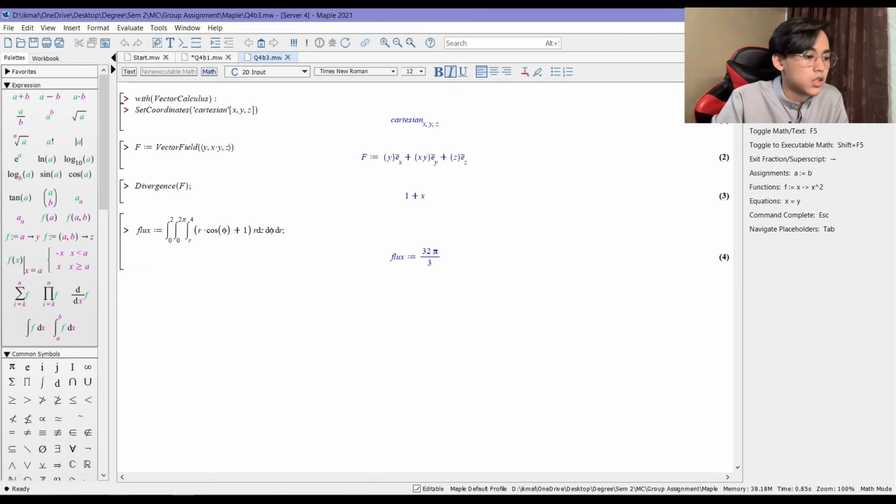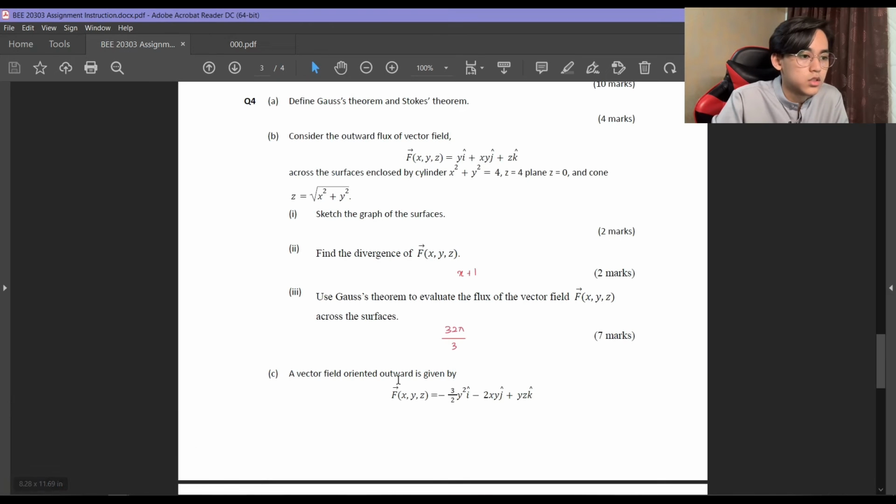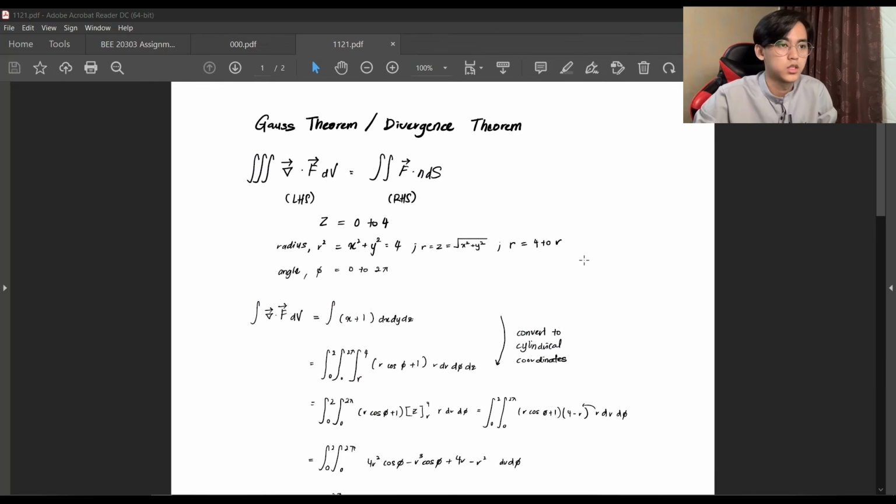So let's take a look at the last question, which is to use the Gauss theorem to evaluate the flux of the vector field F(x, y, z) across the surface. The manual calculation we get is 2 pi divided by 3. I think it's better to look at the manual calculation first, and then we go with the simulation. So this is the manual calculation for question 3, which is for the Gauss theorem.